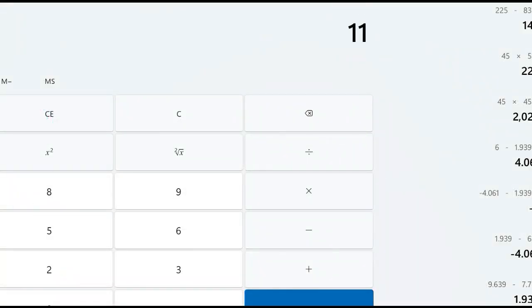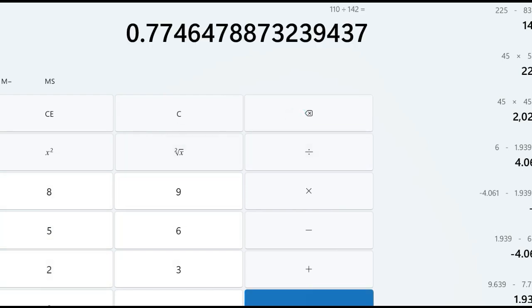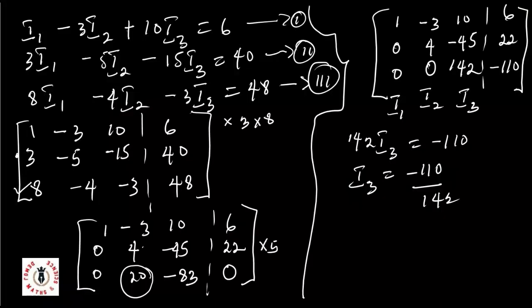That's 110 divided by 142. That's equal to 0.77 to be negative. I3 is equal to minus 0.77. That shows my direction of current was wrong. I need to reverse that direction.